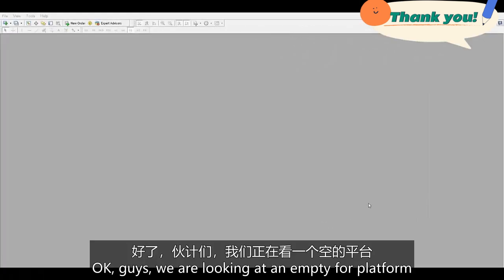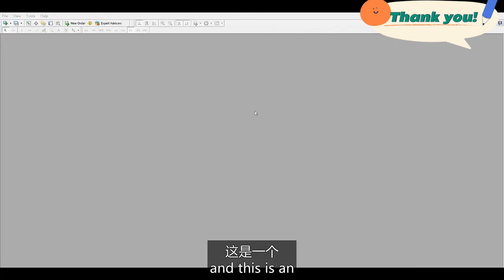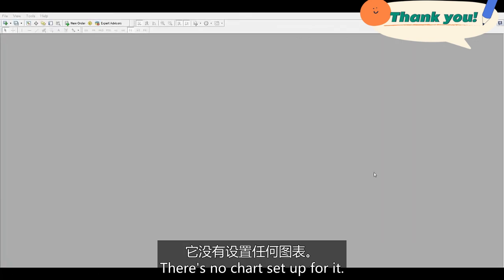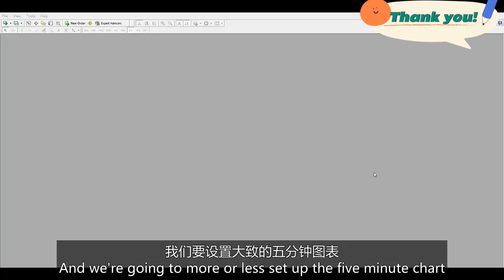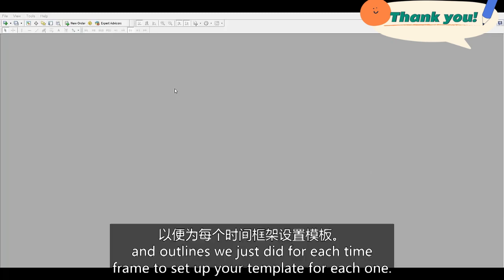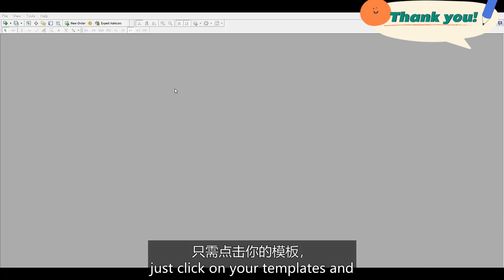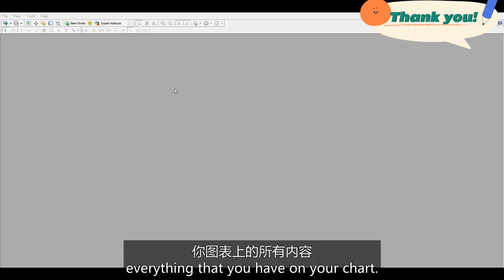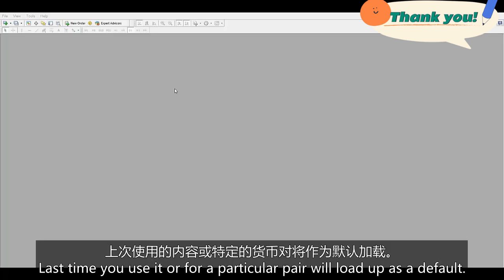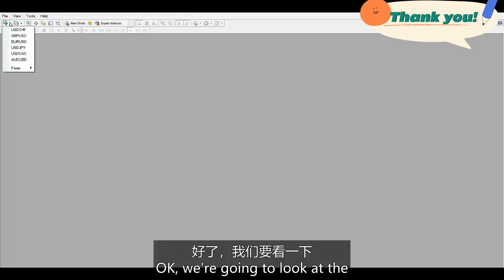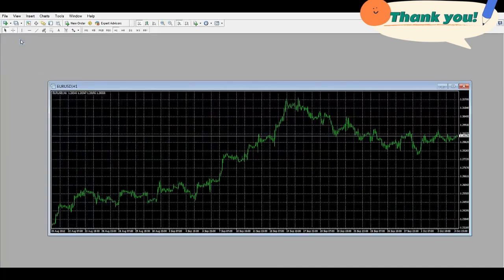Okay, guys, so we are looking at an MT4 platform, and this is an empty workspace right now. There's no chart set up for it, and we're going to more or less just set up the 5-minute chart and just go over the rules and outlines we just did for each time frame, and set up your template for each one. That way, when you pull up a different currency pair, just click on your templates, and everything that you have in your chart the last time you used it or for a particular pair will load up as a default. Okay, we're going to look at the euro. This is an example.